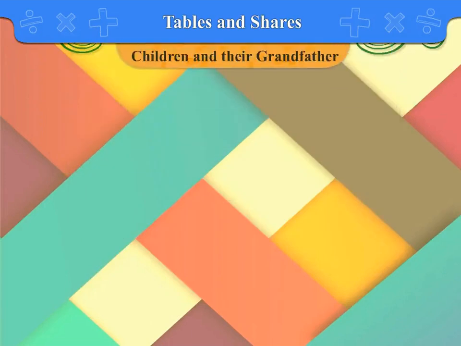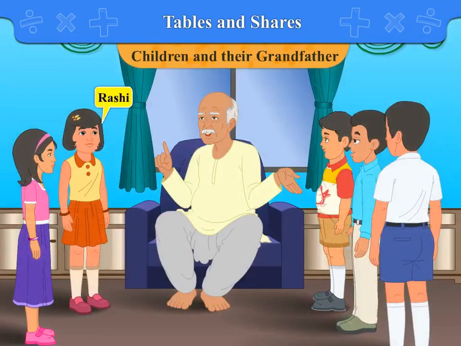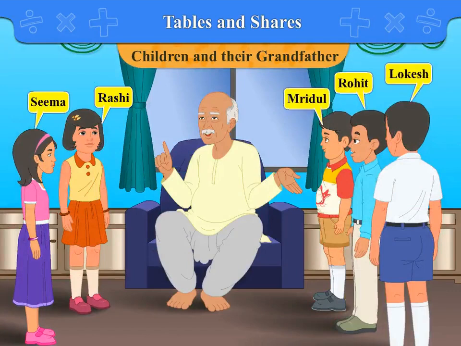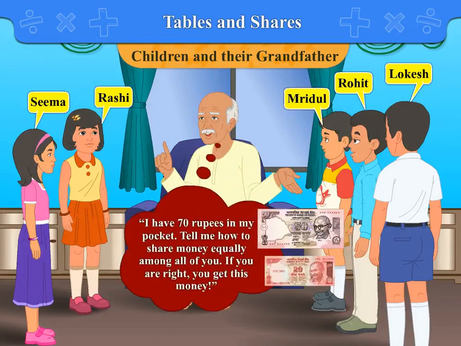Children and their grandfather. Rashi, Seema, Mridul, Rohit and Lokesh asked their grandfather to give them money for the fair. Dadaji says, I have 70 rupees in my pocket. Tell me how to share money equally among all of you. If you are right, you get this money.